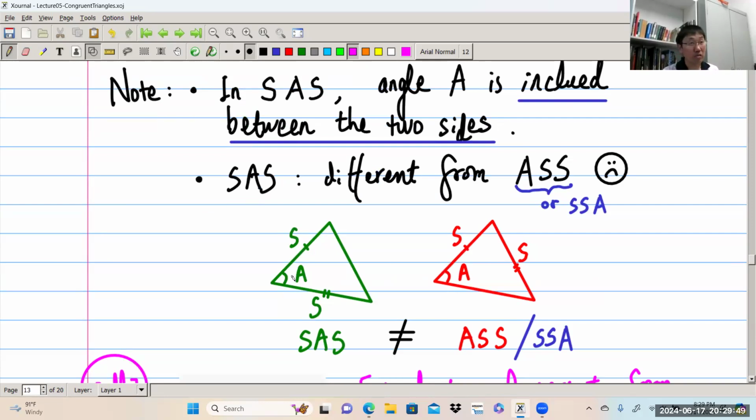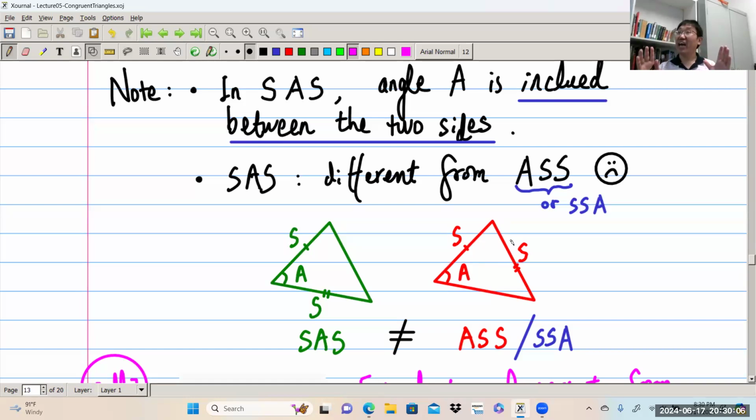A is between two given sides. But ASS is, you give an angle, then you have this side, then this side is opposite to that angle, right? Do you see that? That's ASS, A is not between. Do you see that? So it's called ASS when you read it in this way, okay?